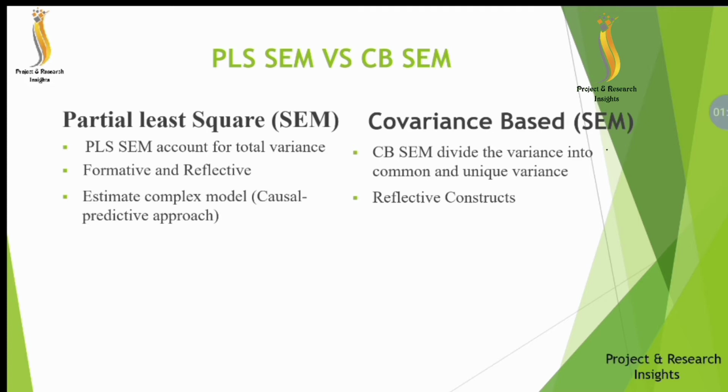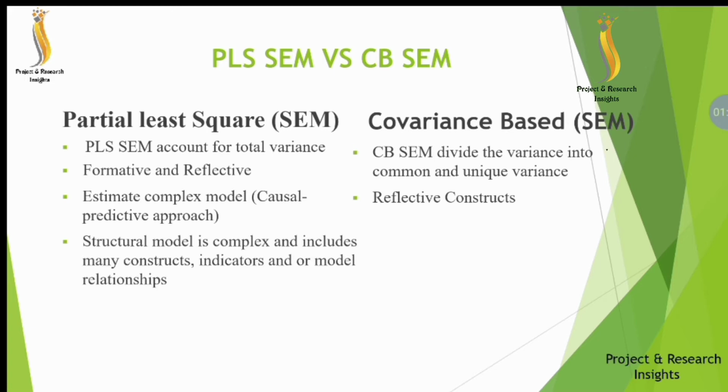With the help of PLS-SEM, we estimate complex models with a causal and predictive approach. With the help of PLS, we can estimate complex models which have so many indicators and constructs, like when the structural model is complex and includes many constructs, indicators and model relationships. When there are too many indicators, constructs or model relationships, then we go for PLS-SEM. According to some researchers, when the indicators are more than 100, then we go for PLS-SEM.